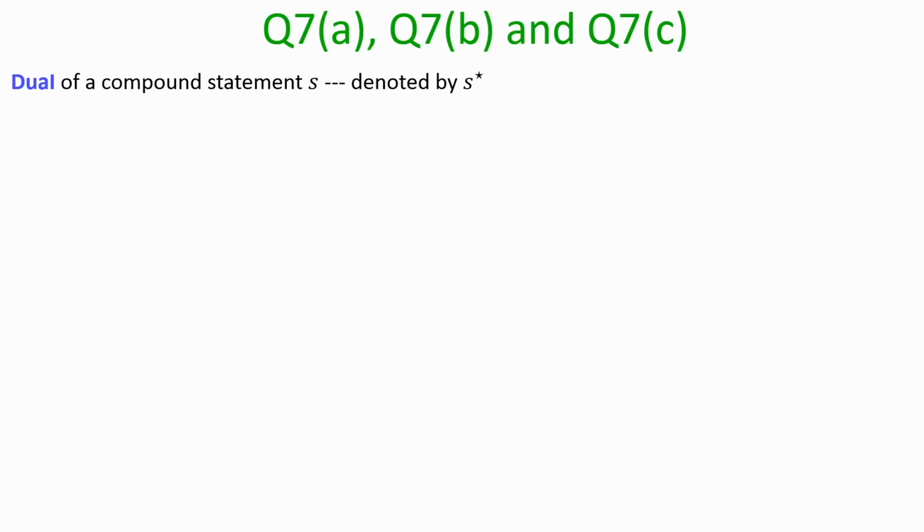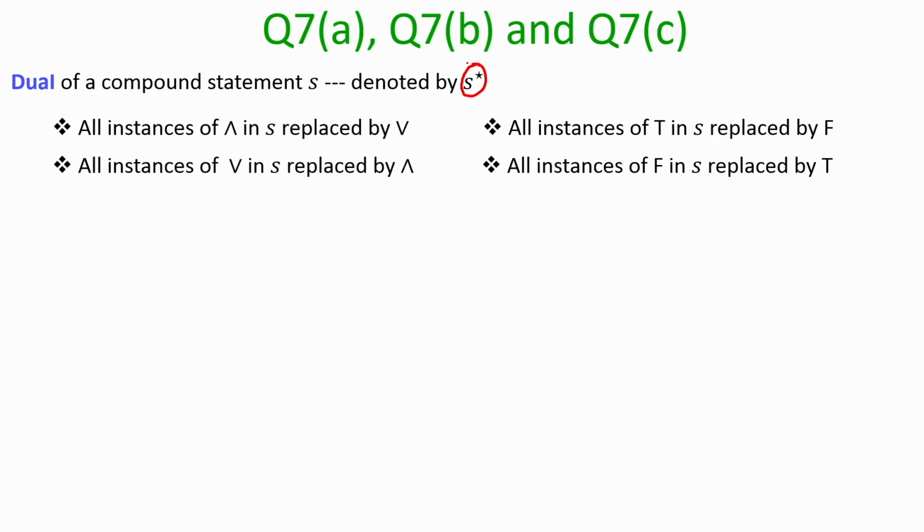So, let us go to question 7. In question 7, we are defining a concept which we call the dual of a compound proposition, and the dual of a compound proposition is denoted by this notation S star. And what exactly is the dual? How do we construct the dual of a compound proposition?